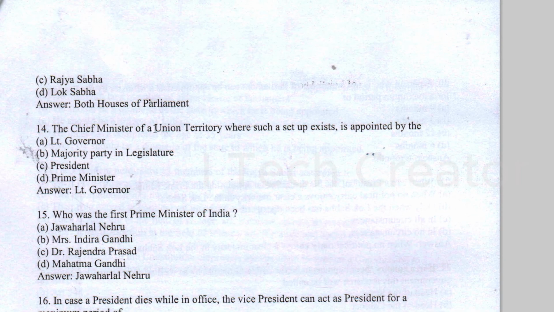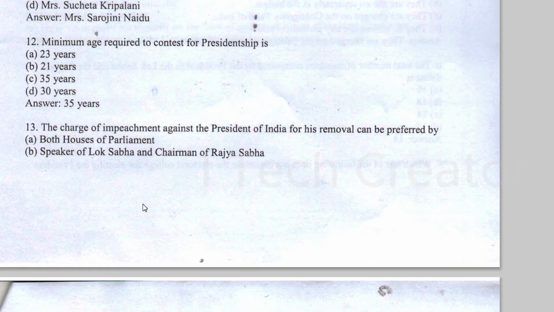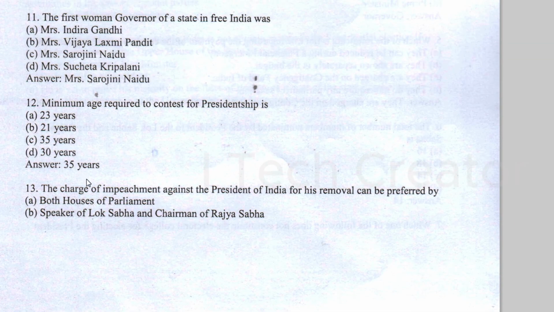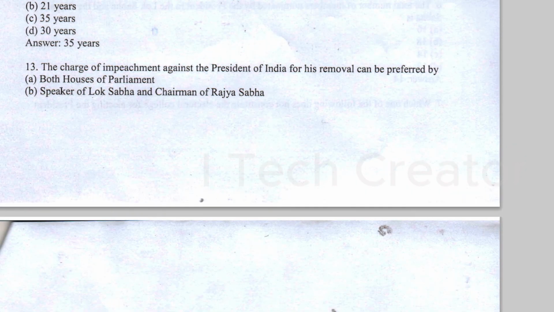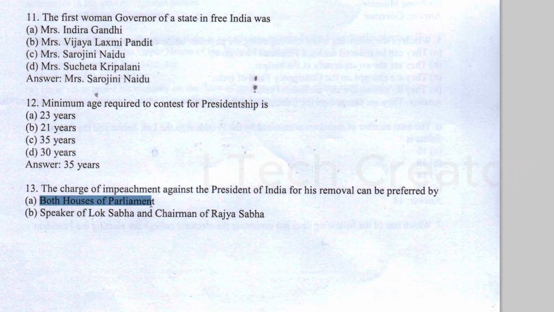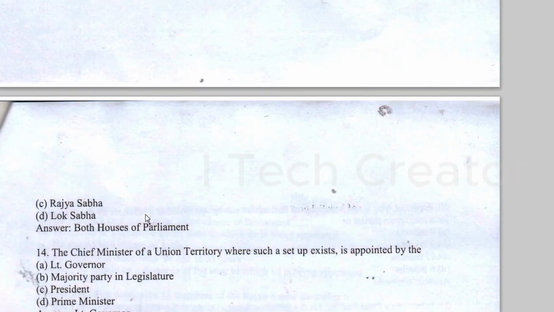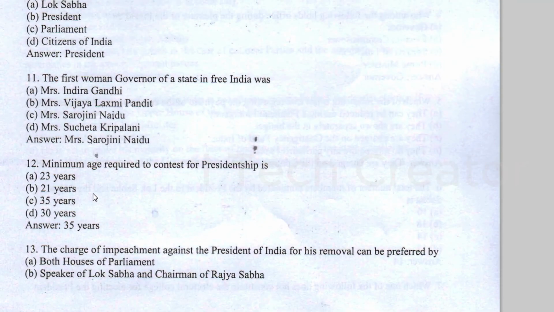The chief minister of a union territory where such a setup exists is appointed by the lieutenant governor. Next, 13. Discharge of impeachment against the President of India for his removal can be preferred by both Houses of Parliament. Minimum age required to contest for presidency is 35.